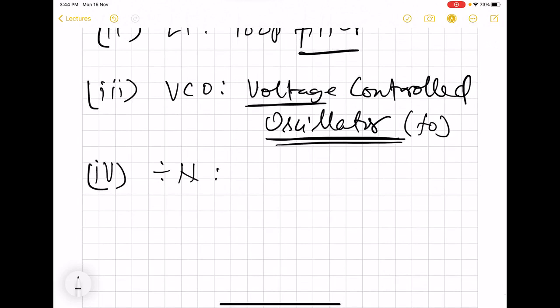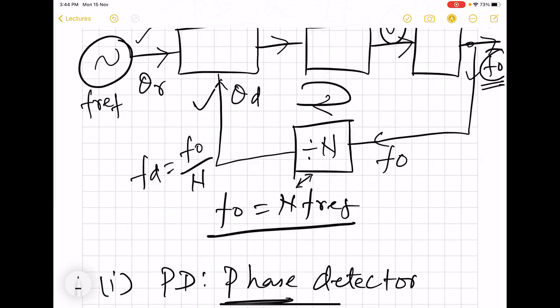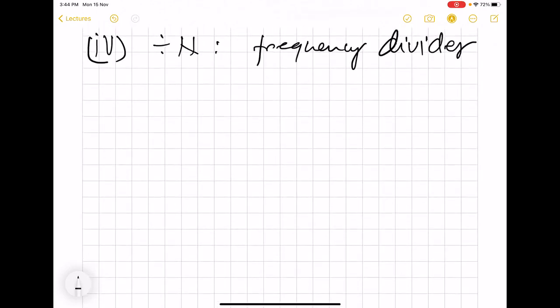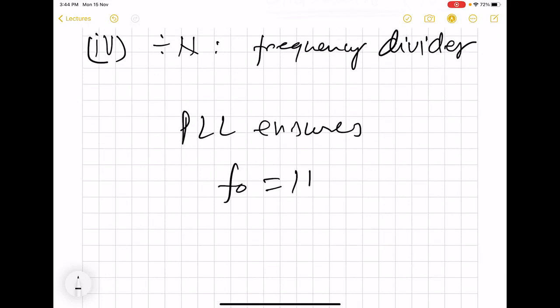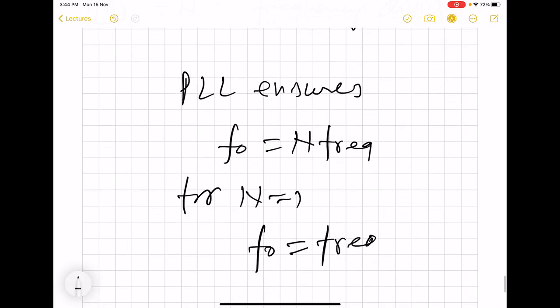And then we have a frequency divider. It is this divider which allows us to obtain a frequency greater than the f reference. You can see that if n is equal to 1, then output and reference frequency both are going to be equal. Here you can see that this is the equation. So PLL ensures this equation. For n equal to 1, f naught is f reference.